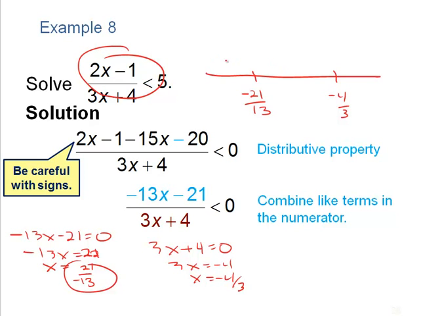So I'm going to pick something in the first zone. Negative 21/13 is a little bit bigger than negative 1, so I'm just going to go straight to negative 2. I'm going to plug negative 2 in here, and I get negative 4 minus 1 over 3 times negative 2, which is negative 6, plus 4. I have to ask myself if that's less than 5, right? So negative 4 minus 1 is negative 5, and on the bottom, negative 6 plus 4 is negative 2. The negatives cancel, and I get 5 halves.